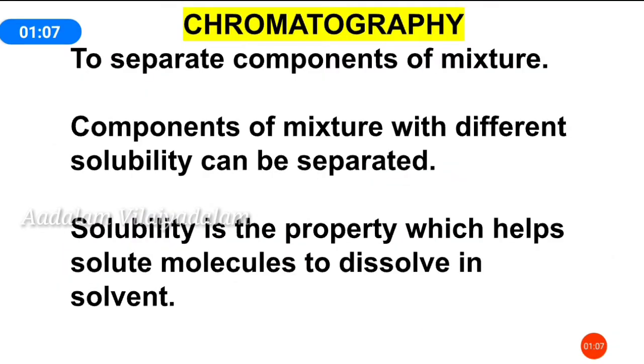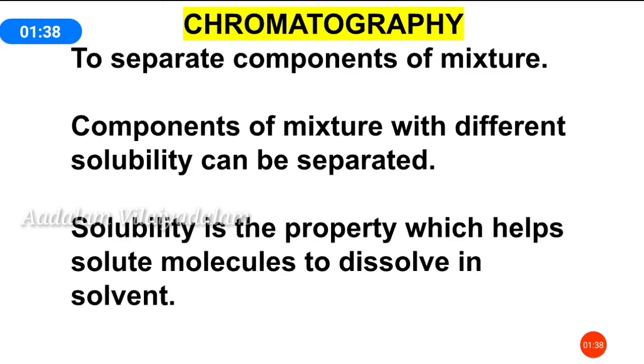Next method is chromatography. Chromatography is a process for separating components of a mixture. The different components of the mixture travel through the stationary liquid phase at different speeds, causing them to separate from one another. Components of a mixture with different solubilities can be separated by using chromatography techniques. What is solubility? Solubility is the property which helps solute molecules to dissolve in solvent.